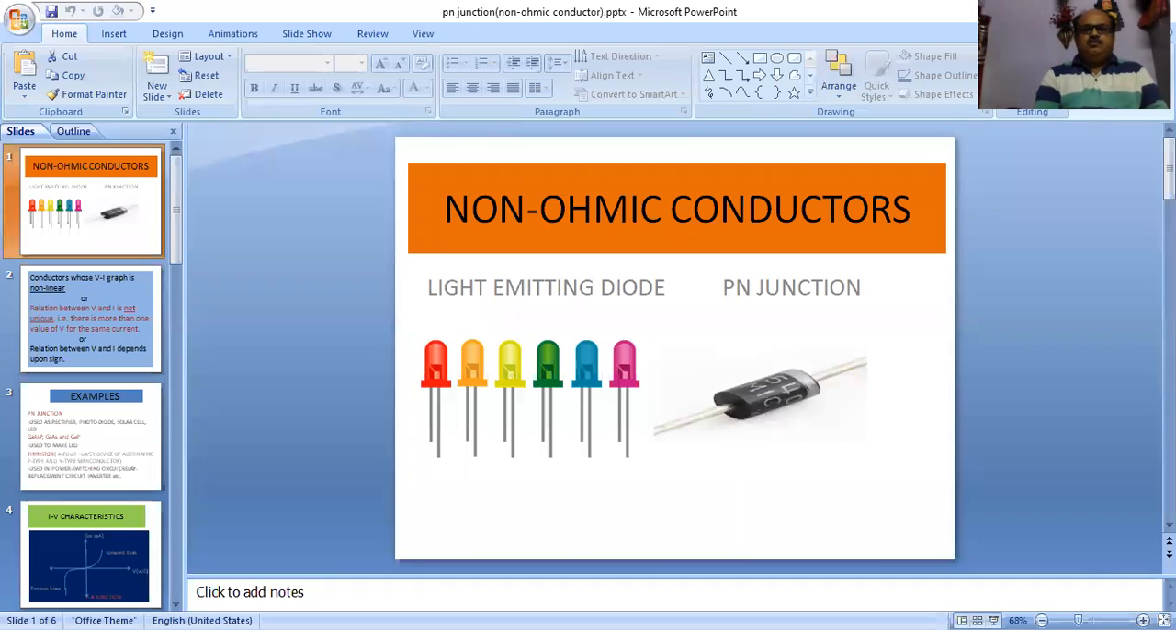First of all, I will show you some devices in which non-ohmic conductors are used. Two devices I have taken, light emitting diode and PN junction. There are other electrical or electronic devices also in which non-ohmic conductors are used.